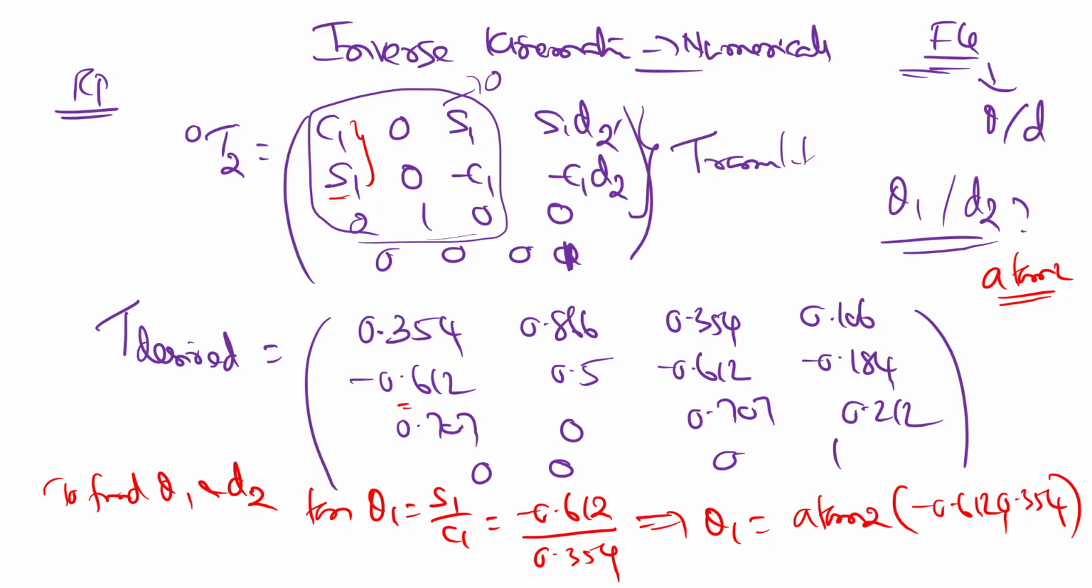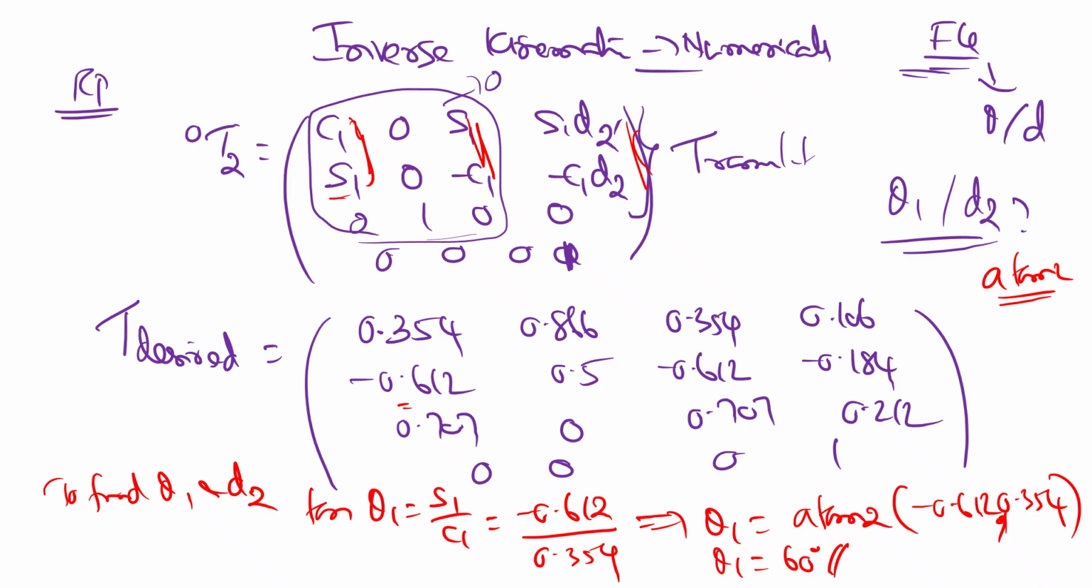In your calculator, take tan inverse of minus 0.612 divided by minus 0.354, and the angle will be 60 degrees. Theta 1 will be 60 degrees if you apply the formula. Did you understand this? You can take this combination or this combination or this combination, but whatever it is, take the ratio of it, and you will get theta 1 as 60 degrees. So we found theta 1.